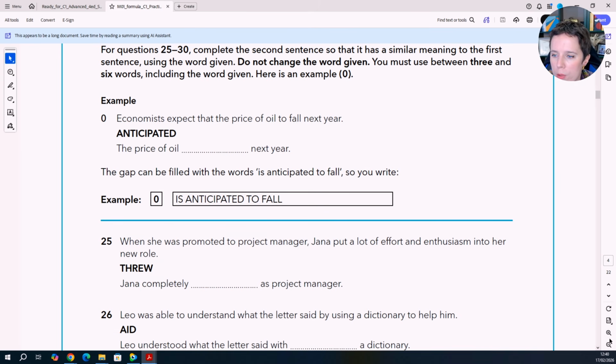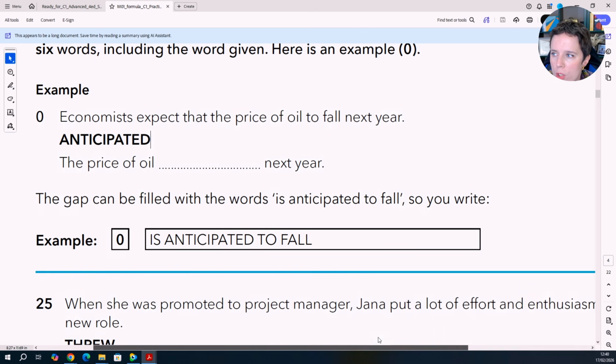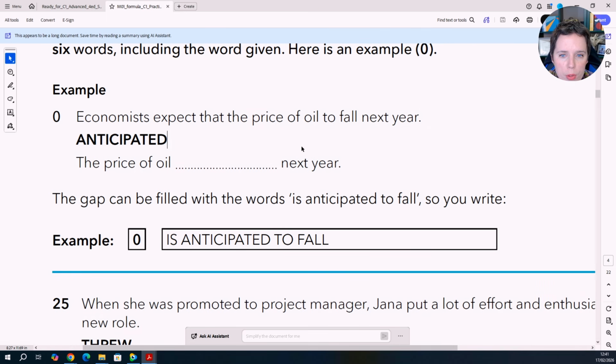So we've got, for example, let's have a look. Economists expect the price of oil to fall next year, and you had the word anticipated, and then we got the price of oil next year. Okay, we've got is anticipated to fall as your answer.